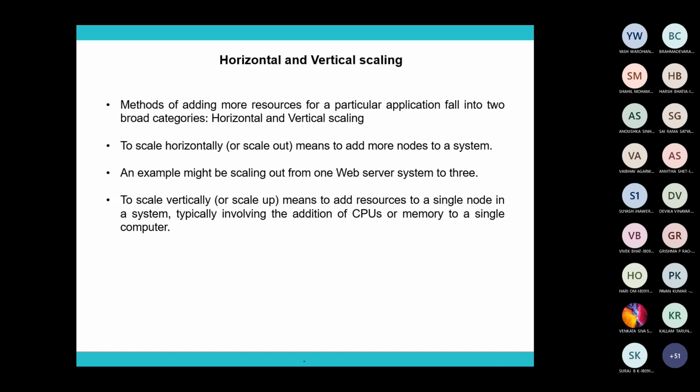Okay, so next we look at what exactly horizontal and vertical scaling are. Horizontal and vertical scaling is a method of adding more resources for a particular application. You are scaling the resources. How are you going to scale them? There are two ways: one is horizontal scaling, and another is vertical scaling. So what is horizontal scaling? Horizontal scaling means adding more nodes to the system.